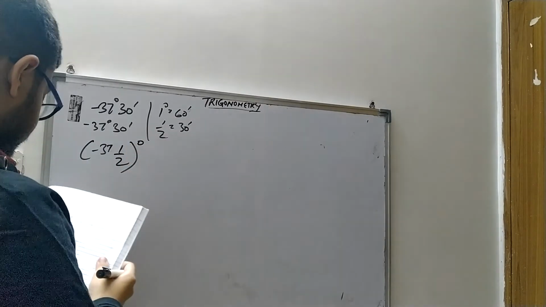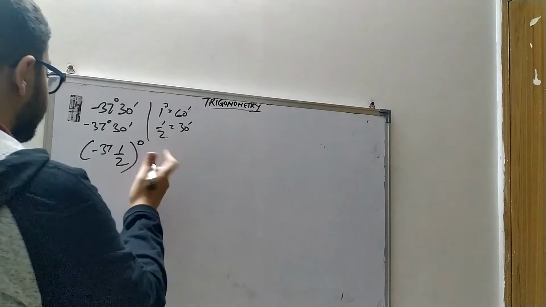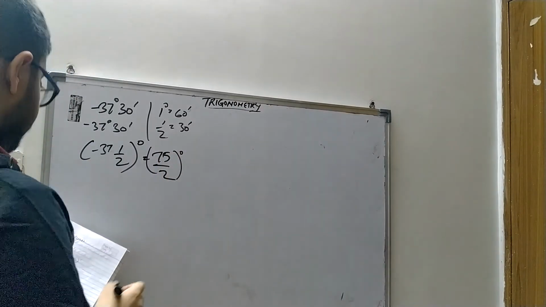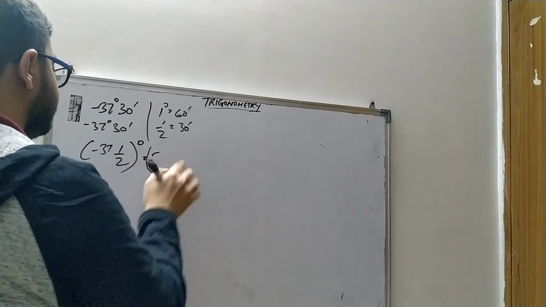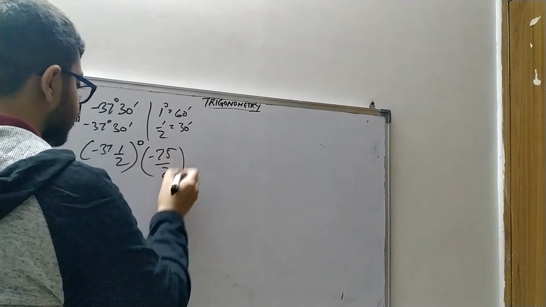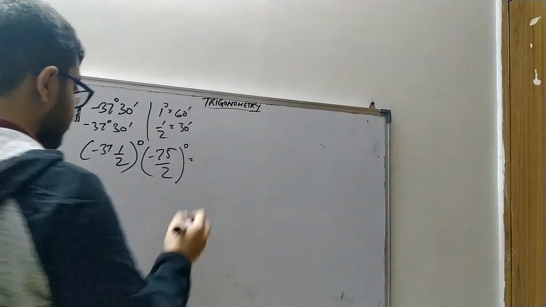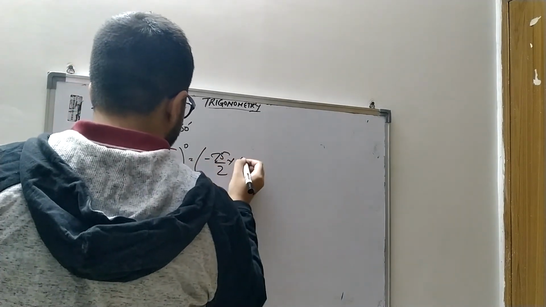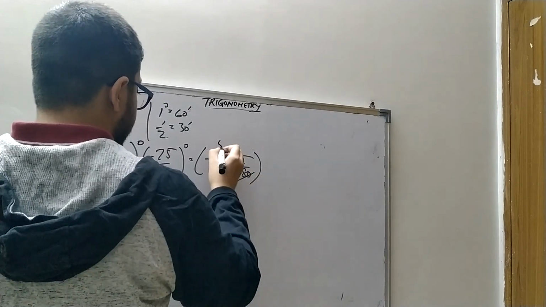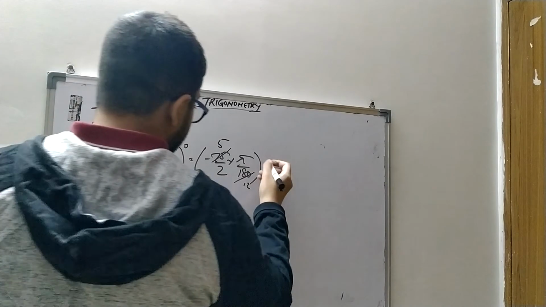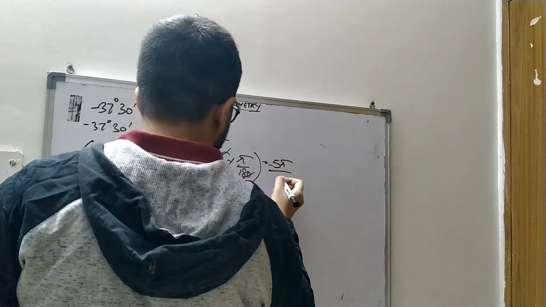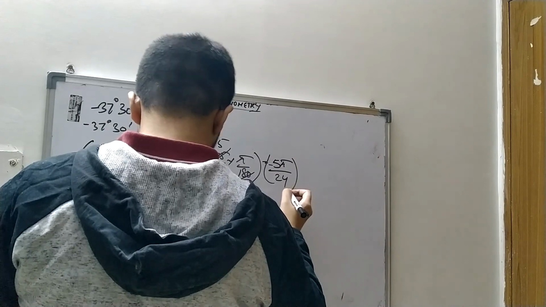It will be minus 75 by 2 degree. We write minus 75 by 2 into pi upon 180, which is minus 5 pi upon 24 radians.